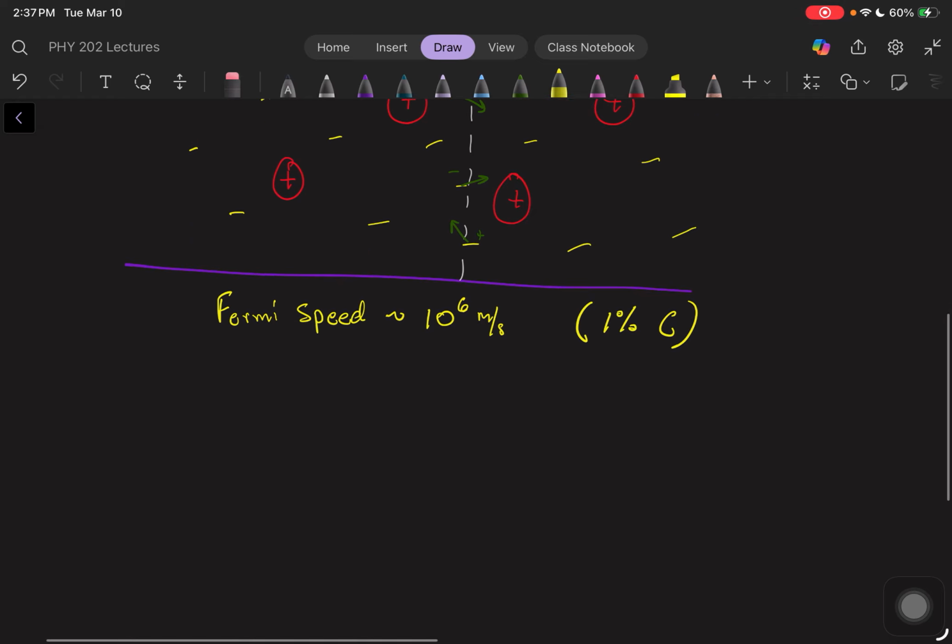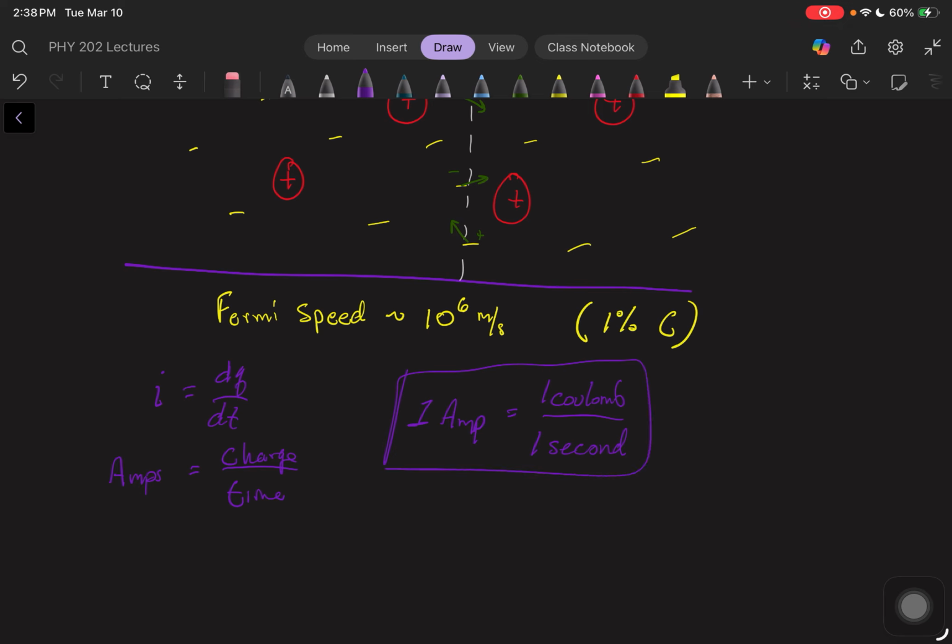Okay, so let's talk about the units for current. If we have I is equal to dQ/dt, we have the unit amps, which is going to be charge per time. More specifically, 1 amp is equal to 1 coulomb in 1 second. Right? Which, if you keep in mind, an electron is 1.6 times 10 to the negative 19 coulombs.